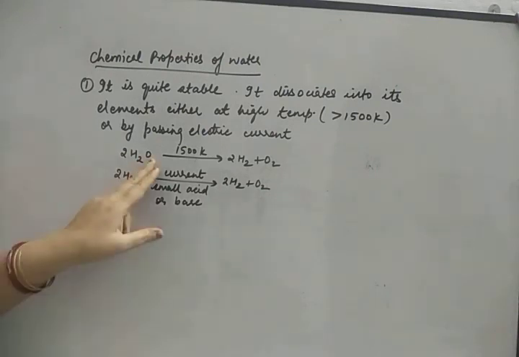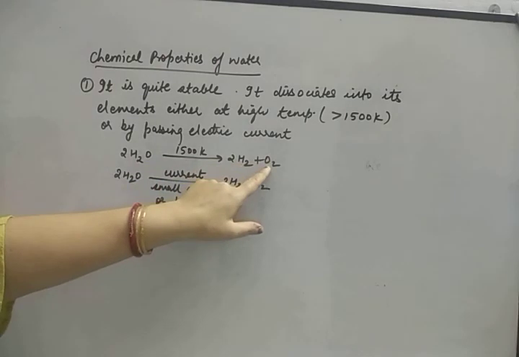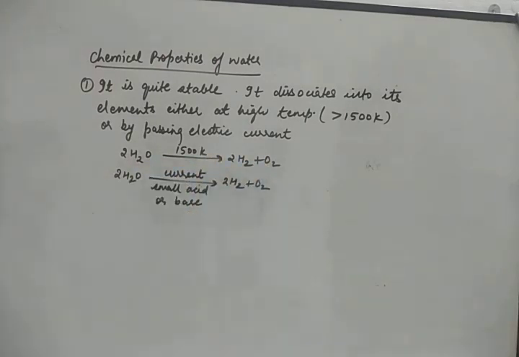So 2H2O will dissociate into hydrogen and oxygen at a temperature greater than 1500 Kelvin, or when we pass current in the presence of a small quantity of acid or base, because pure water is a bad conductor of electricity. So we add a few drops of acid or base to the water, and then it will dissociate into its constituent elements. So this is the first property of water.